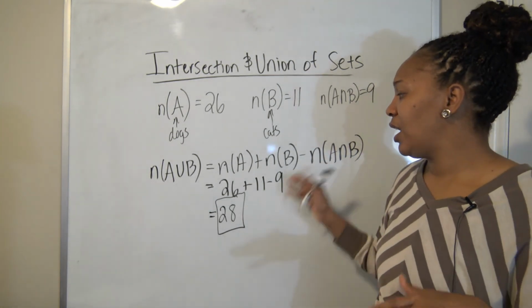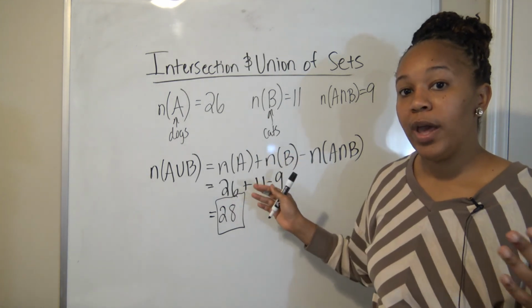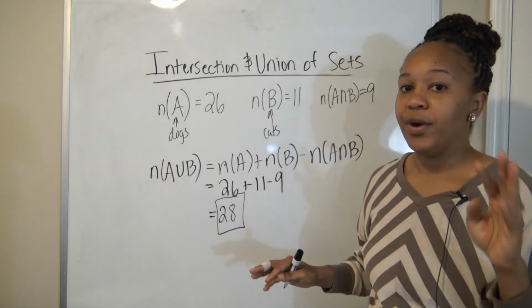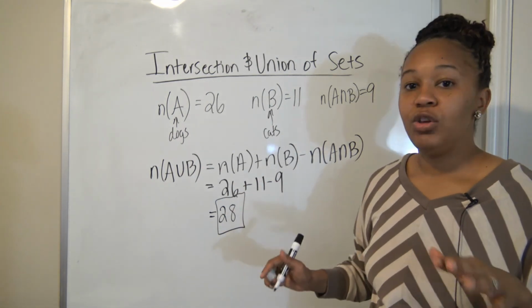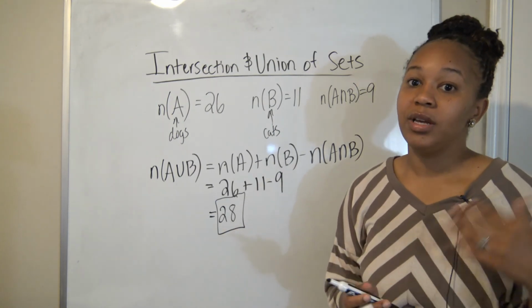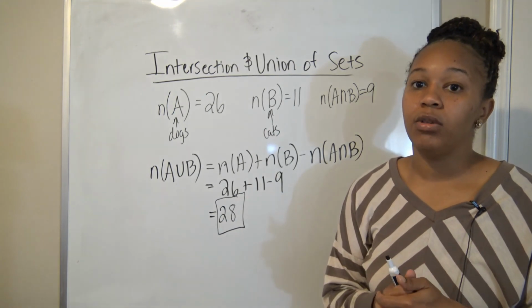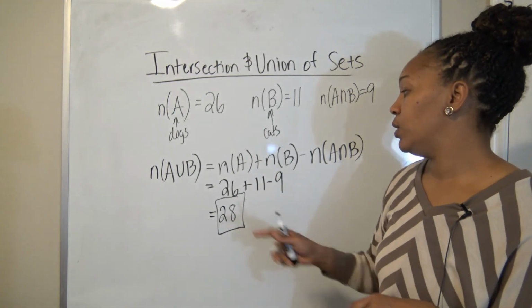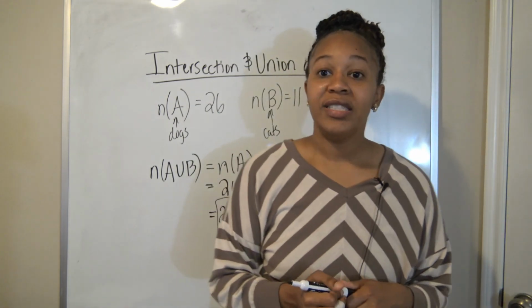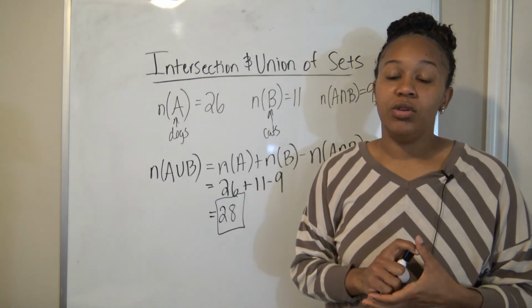All right, and it's a common error to just add them all up. But remember, when you add the 26 and 11, you end up counting some of the presidents twice because they had both a cat and a dog. So you have to remove the ones that had both because they're counted twice in that original, just adding the two. So 28 would be your answer. And so that's how you would calculate the number of elements in the union of two sets.